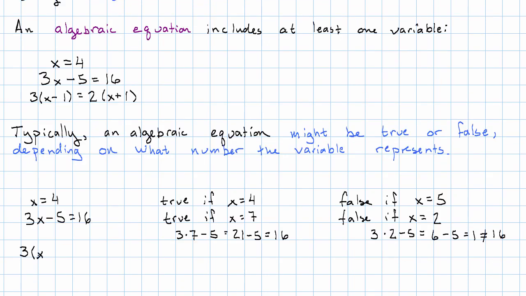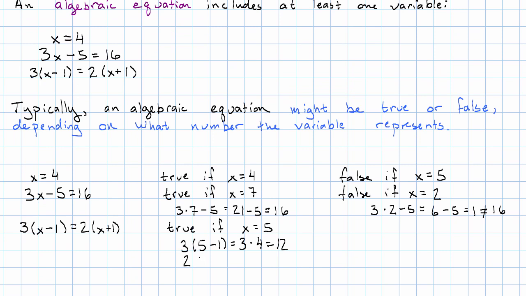3 times x minus 1 equals 2 times x plus 1. This is true if x happens to equal 5, since 3 times 5 minus 1, that's 3 times 4, is 12. 2 times 5 plus 1, that's 2 times 6, which is also 12. And these are equal.